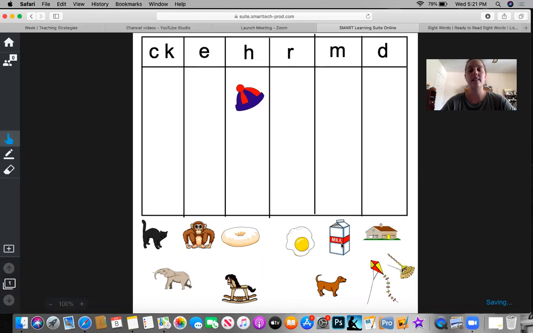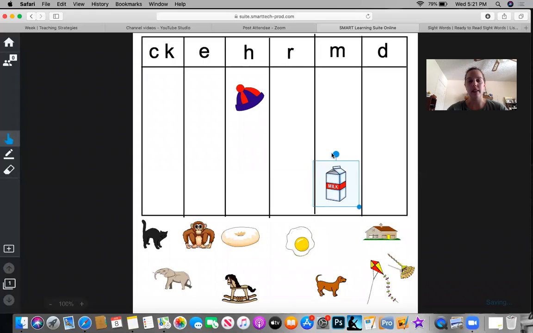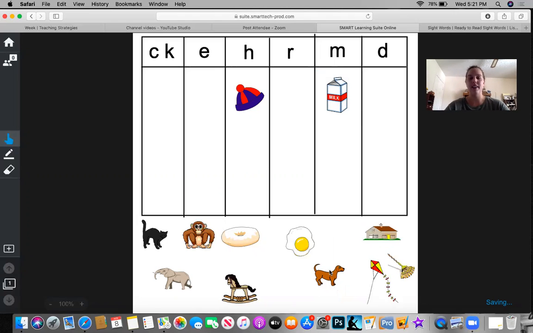Okay, what about right here? This is, you know it, milk. Milk begins with what sound? M. And it goes with the M. Bravo, just like that. Okay, what about this one? What is that? Dog. D, D, which is the letter D, dog. How about this? Elephant, what sound at the beginning? Eh, E, elephant.